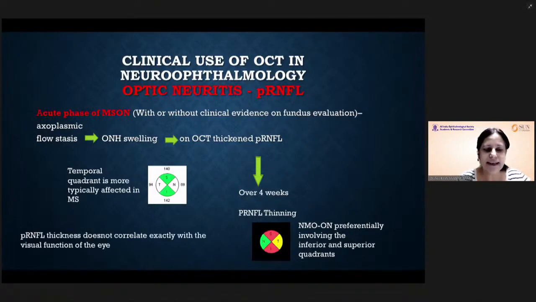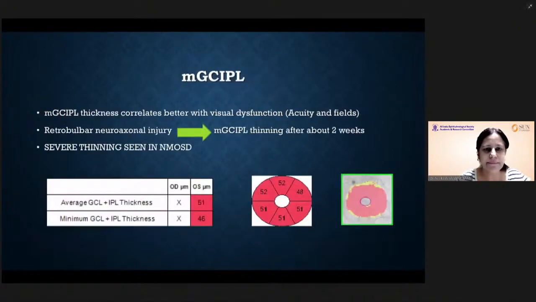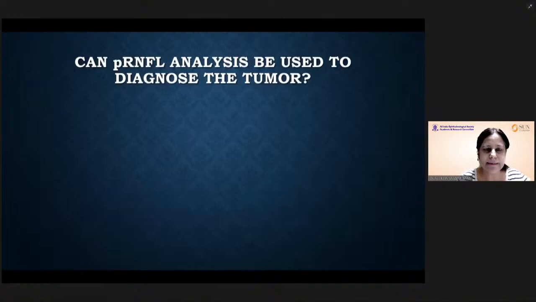But this thickness does not correlate exactly with the visual function of the eye. Whereas the GCC thickness correlates better with the visual dysfunction in terms of acuity and fields, but it takes around 2 weeks for it to become evident. Severe thinning is seen in NMO spectrum disorder.